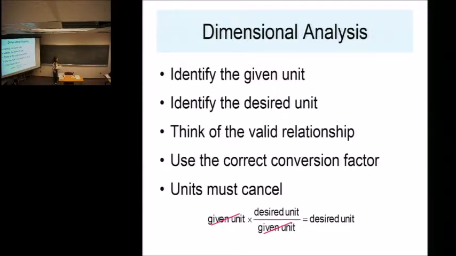Now the answer was 21.6. Oh, let's count sig figs. When multiplying and dividing, the answer must have the least number of sig figs. How many sig figs in 8.5? 3, because we have a decimal, right? 3. How many here? 3. How many here? That's an exact number, isn't it?